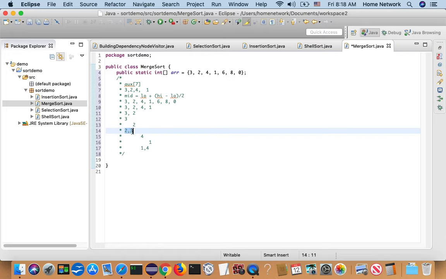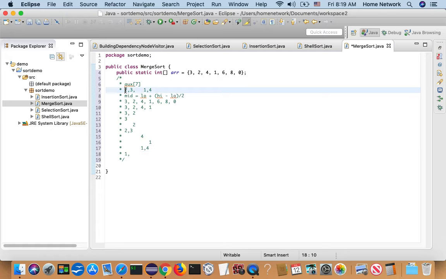Next, we need to merge this and this. Again, we copy those two elements into the corresponding auxiliary array indexes. We copy 1 and 4 to the auxiliary array. Imagine there is a dividing point. Then let's compare the first element of the right half and the left half. 1 is smaller, so we put it back to the original array, index 0.